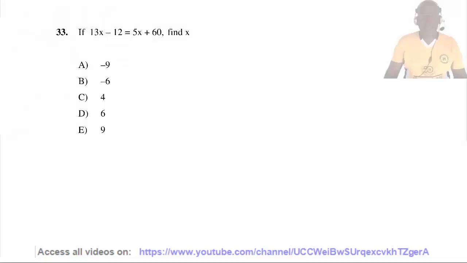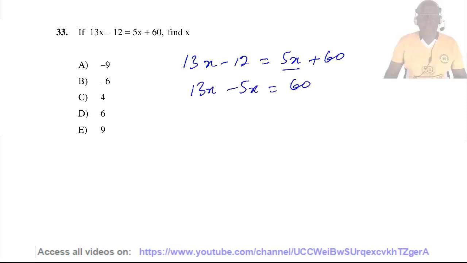In 33, if 13s minus 12 equals 5s plus 60, find s. That's 13s minus 12 equals 5s plus 60. We shall group like terms: 13s minus 5s is equal to 60 plus 12. So 8s here and then 72. Dividing through by 8, we shall get s equal to 72 divided by 8, which equals 9. So the answer is E.